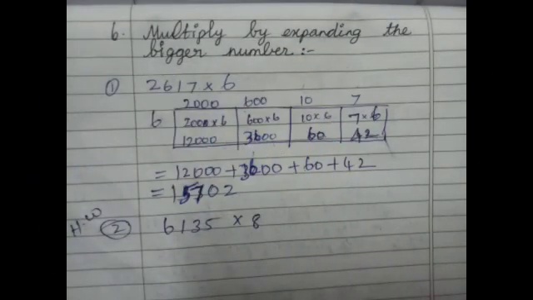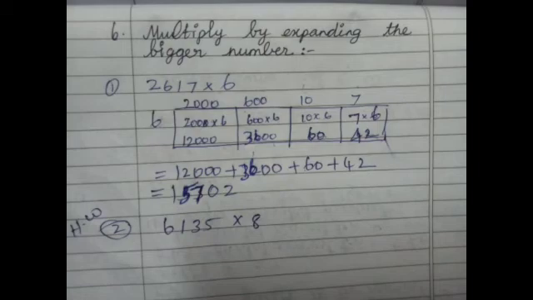The next model of multiplication sums is multiplying by expanding the bigger number. See children, we just simply multiplied the numbers given in the previous section. Now we are going to multiply the number by expanding. We know the expanded form of 2617: 2000 plus 600 plus 10 plus 7. So we did the expanded form. Then after that we are going to multiply by 6.